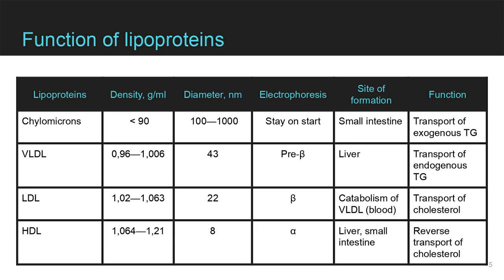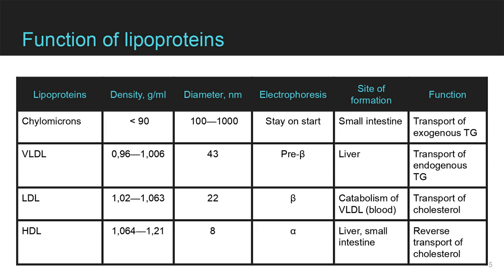The principle of electrophoresis is to distinguish different proteins or different lipoproteins according to their charge and size at the same time. Chylomicrons stay at the start when we apply charge, plus and minus. Chylomicrons can't move because they are very big structures. High density lipoproteins move very fast. Low density lipoproteins follow high density lipoproteins, and very low density lipoproteins follow low density lipoproteins.